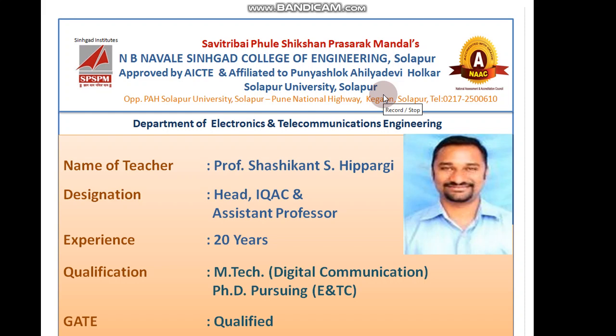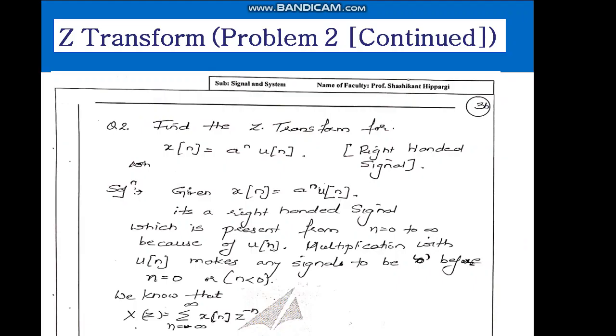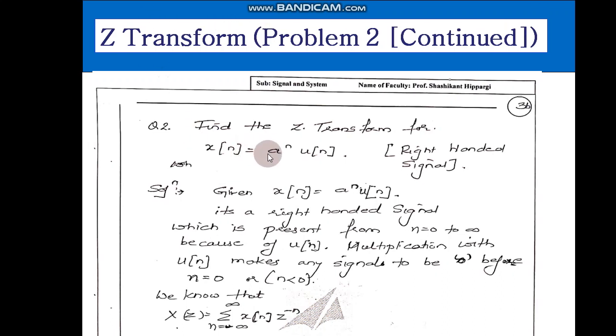Welcome back to the third session of Z transform. Previously we have seen an example of x of n equal to u of n, and now we'll extend that example with some modification. So now the second problem is x of n equal to a raised to n u of n. I have taken a number here, a, which is a constant, and u of n is multiplied by a raised to n.